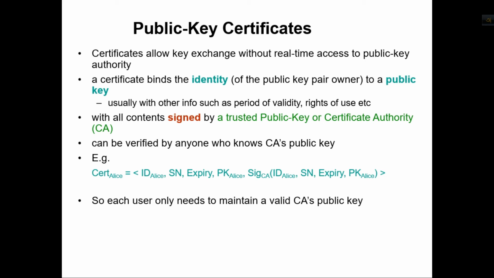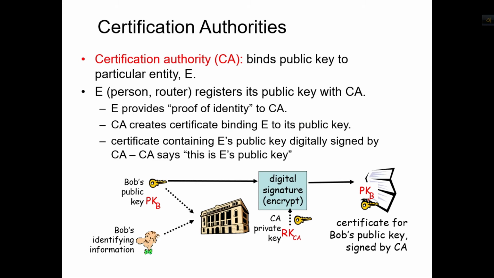Here is the verification process that we see here. Here Li's ID is shown and Li's public key is shown, and here is the verification process. It's like an example. So each user only needs to maintain a valid CA public key. So here are the public key certificate rules. Then here we will see the certification authorities.